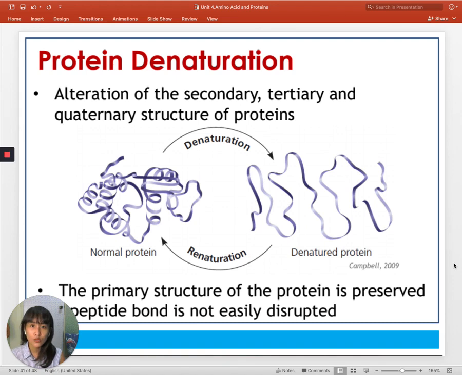Now we go to protein denaturation. It refers to the alteration of the secondary, tertiary, and quaternary structure of proteins. As you can see here, this is a normal protein, and after denaturation, it becomes a denatured protein, which looks like this. The primary structure of the protein is preserved, as peptide bonds are not easily disrupted.